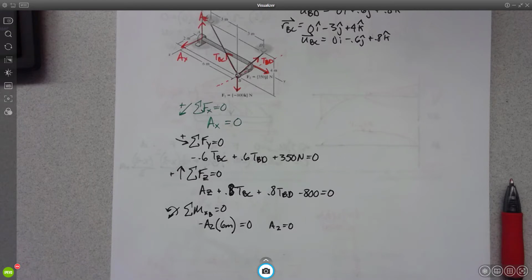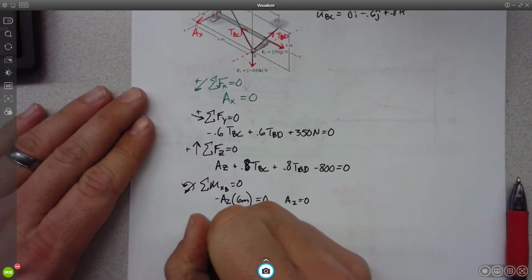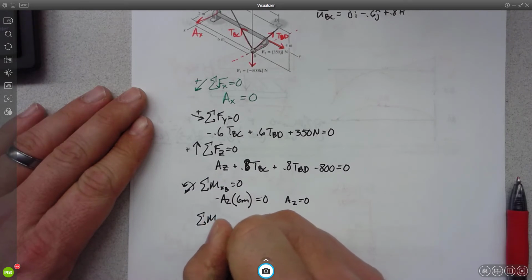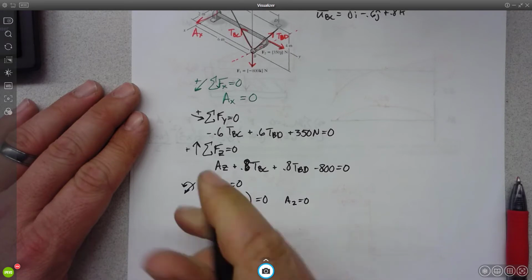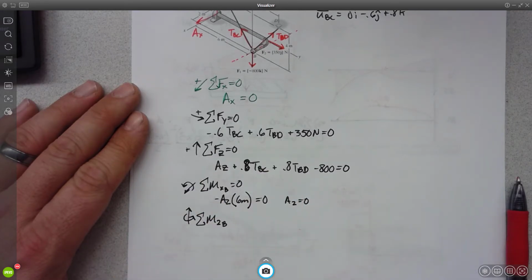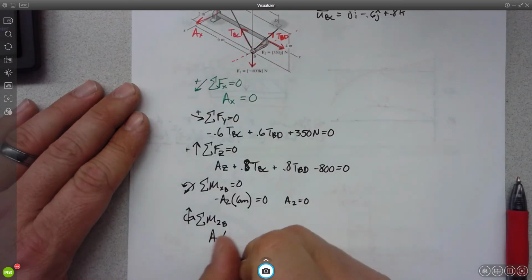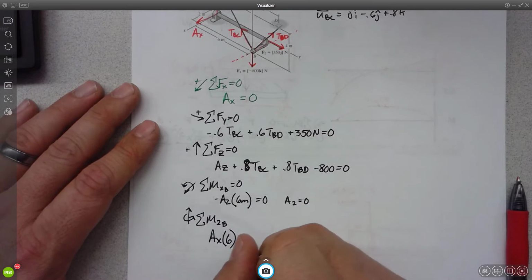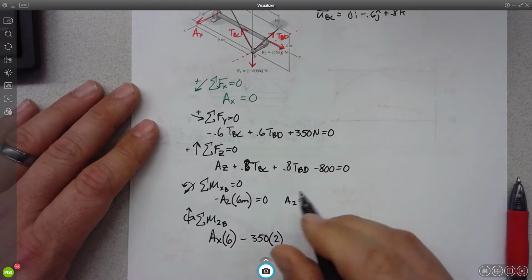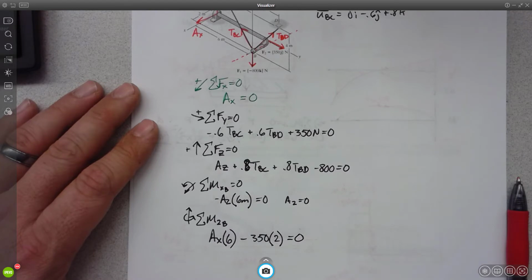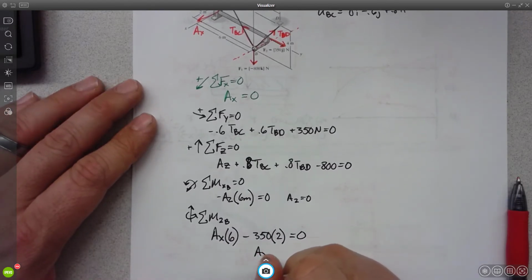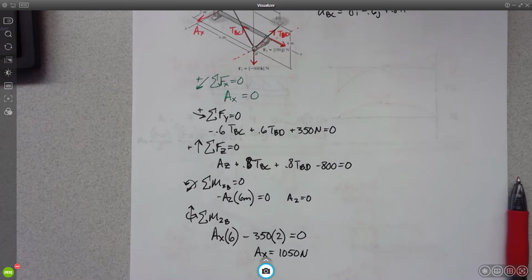I don't know how you got that number, but please share. So here's what I'm doing. I'm summing the moments about the z-axis at B. So the z-axis is vertical. That would give me this being positive. So I'd have AX times 6 minus 350 times 2 has to equal 0. And I think what you'll find then is that AX would be 1,050 newtons. Yeah, so what do we do with the first equation?